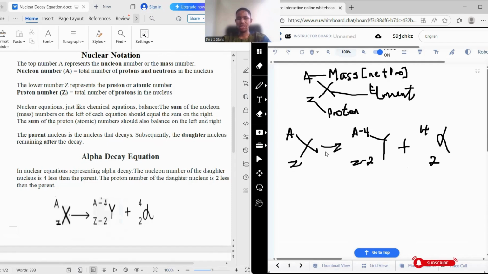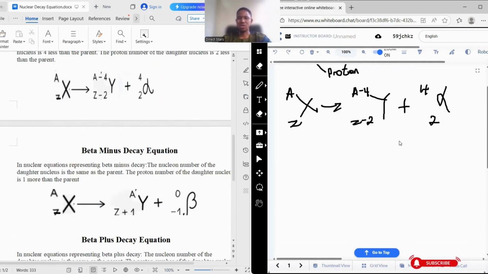Now we can see that this equation is balanced. A minus 4 plus 4 will still give us A. Z minus 2 plus 2 we still have our Z back. So that is the alpha decay equation. Let's move to the second one, the beta minus equation.